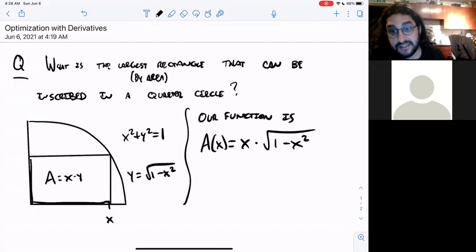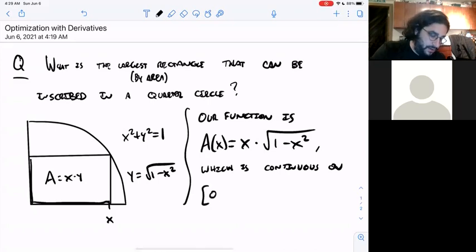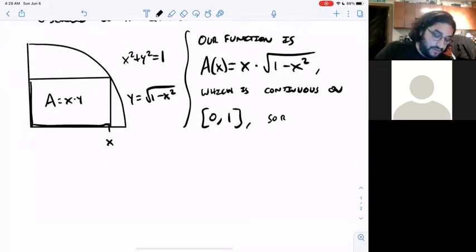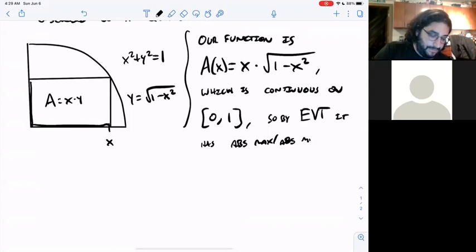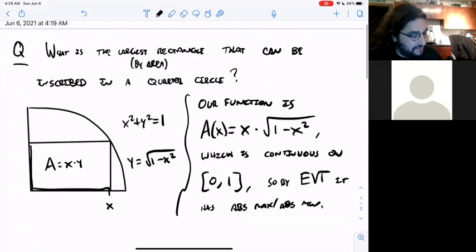Note that this problem is guaranteed to have a solution because this function is continuous on the domain of all plausible x values. Here, I really can only use x values between 0 and 1 because I can't pick the width of the rectangle to be less than 0, and I can't pick it to be more than 1. And this function is perfectly continuous on [0, 1]. Therefore, it's continuous on a closed interval. So by the extreme value theorem, it has an absolute max and an absolute min on that interval. Again, the extreme value theorem doesn't tell you how to find them, but it does promise that they exist. So that's nice. At least we know the problem has a solution.